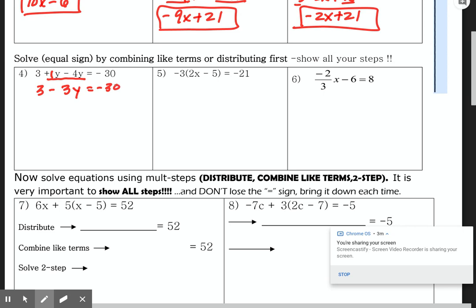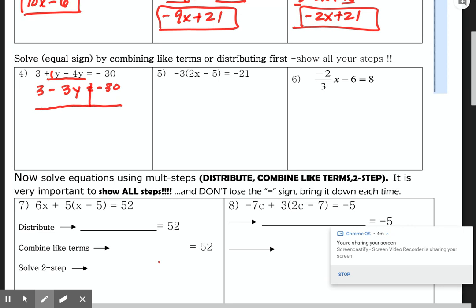And so now I always draw a line down through my equal sign. That separates the equation into the left side and the right side. So now I've got a constant term here. That 3 is my constant. This is my variable term. They're on the same side. So I'm going to need to move one of these over here.